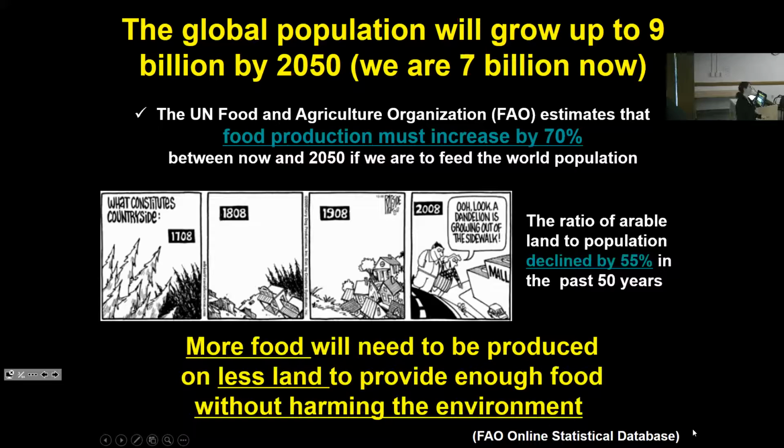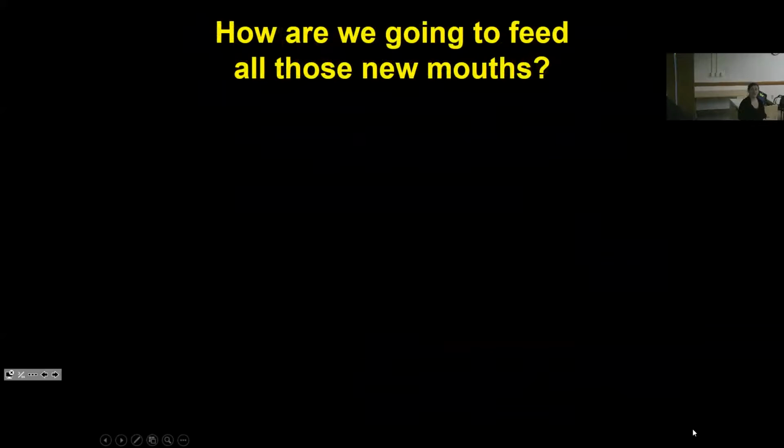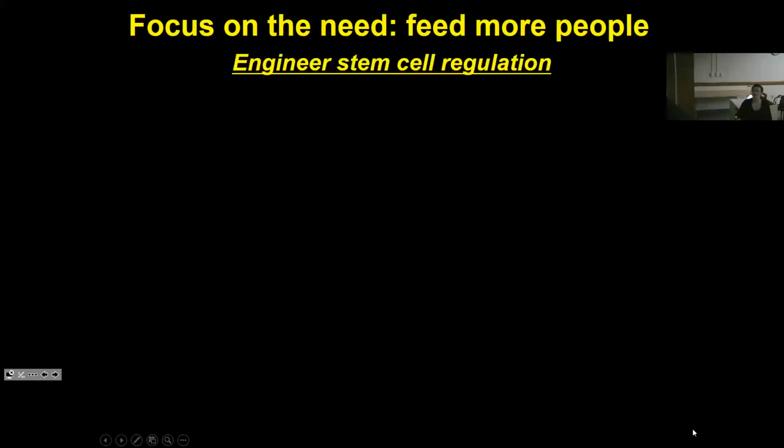And so I like this date, and I just told my head of the department that I will probably retire in 2050, when I can say, well, I did everything I could up to that point to at least feed a little bit more people. But as a beginning, what you're going to see from me is all research done on a model system, hoping that all the research and effort we're putting into a model system will eventually be translated. And you don't need these. It was not meant to be there, but that's okay. So focus on the need: feed more people.